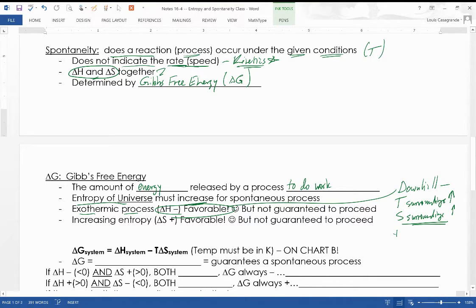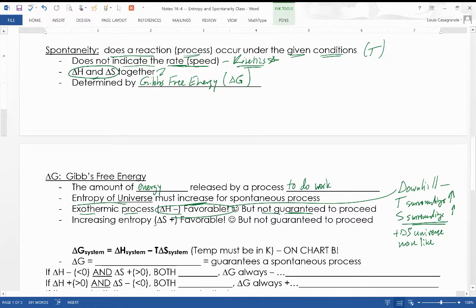So a positive delta S of the universe is more likely. But it's no guarantee. It's favorable, but there's no guarantee, because we still have the entropy of the system to worry about. And if we have a negative change in the entropy of the system, it might counterbalance the positive change in the entropy of the surroundings, and it might end up being a negative change in the entropy of the universe, which would not be a spontaneous process.